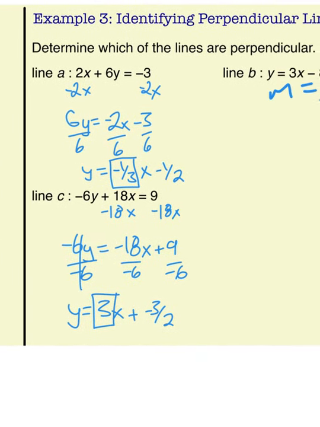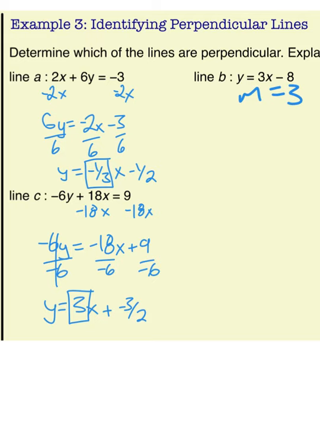All right, so I have 3 slopes now. I have -1/3, 3, and 3. So line B and C are actually parallel because they have the same slope. There's a fancy way to write this. We could say B is parallel to C. Those 2 lines straight up and down mean parallel.